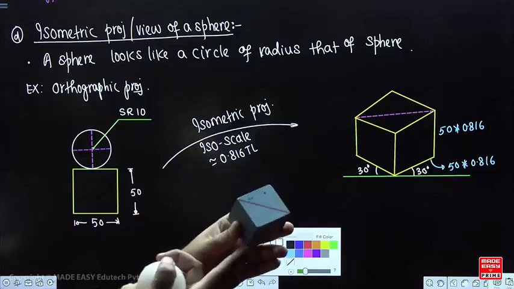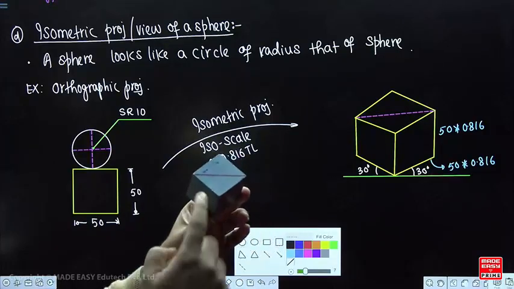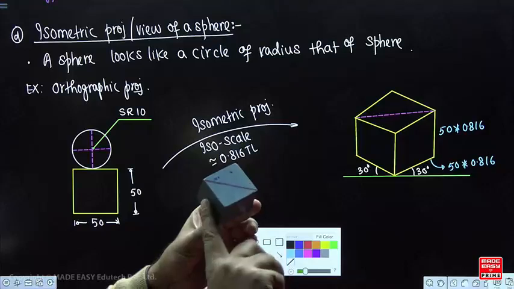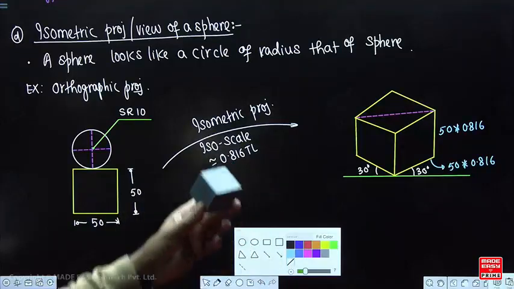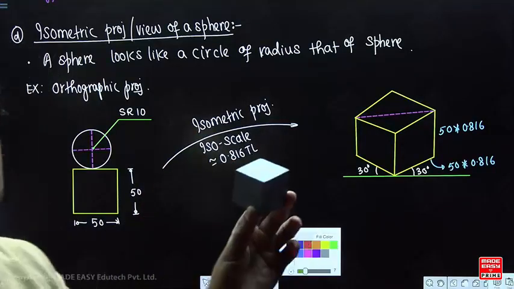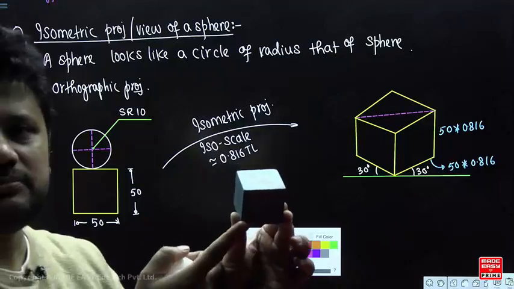This is the isometric I have drawn. You can see that this diagonal is like this. This side is a rhombus, this side is another rhombus, and this side is another rhombus of equal length. This is how I have toppled it.